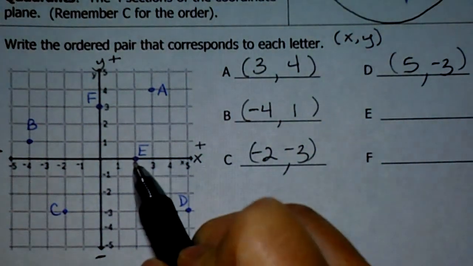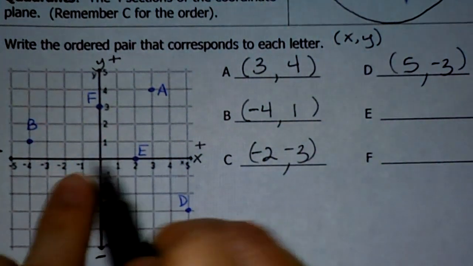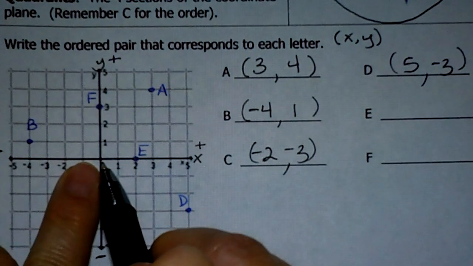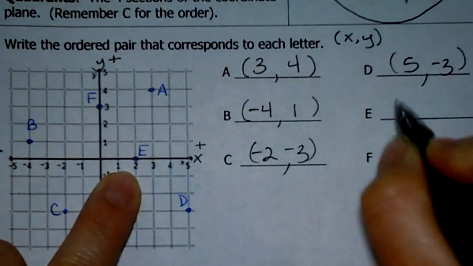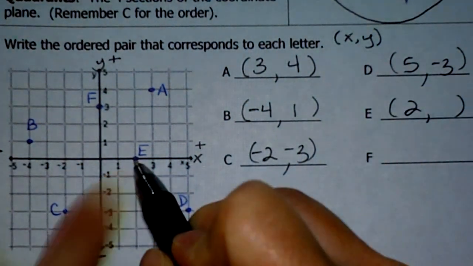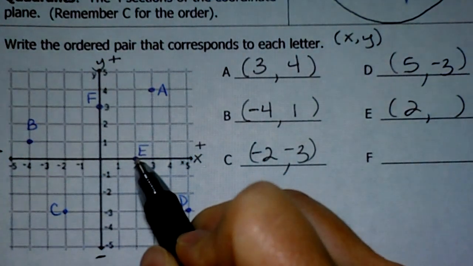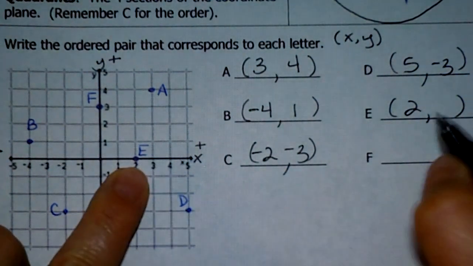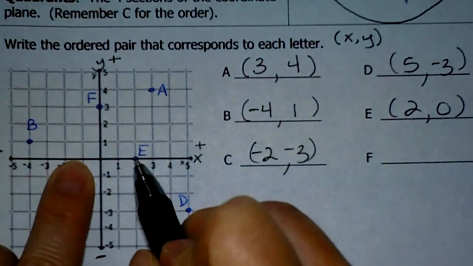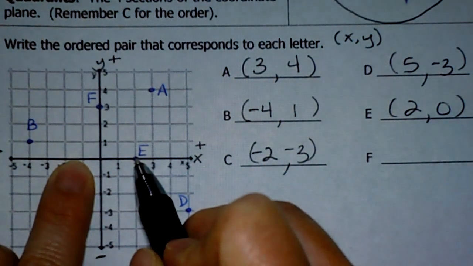All right, E is right here. The horizontal movement to get to E, I have to go right 2. Do you have to move up or down to get to E? No, we don't move at all. So if you don't move at all, I call that a 0. So this is 2, 0. We go over 2 and then up or down 0.